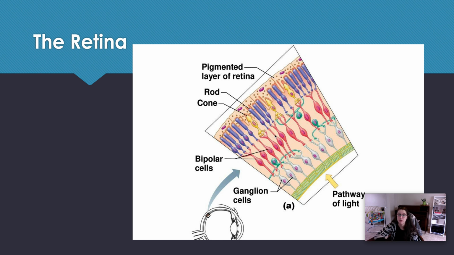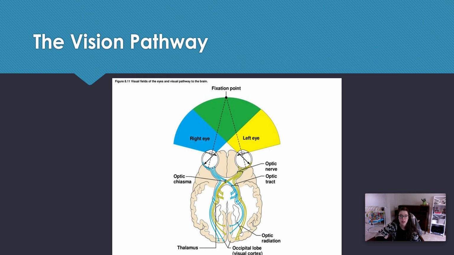That depolarization will then lead to the impulse traveling through these neurons here to the ganglions, and then to the optic nerve. Once that depolarization is occurring through the optic nerve, we're going to have a bit of sharing of information here. Half of the information from the right eye is going to be shared with the left side of the brain and vice versa through the optic chiasma.